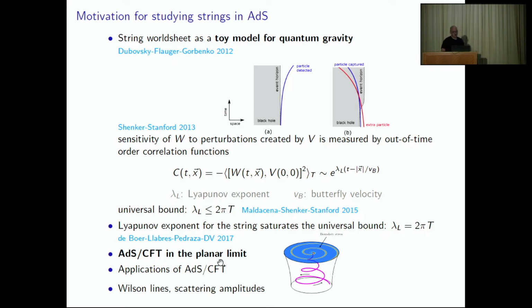Of course, one huge motivation comes from studying the AdS-CFT correspondence. In the planar limit, you naturally end up with strings in a fixed AdS background. You can also think about applications of AdS-CFT if you're more condensed matter oriented, or if you want to compute Wilson line scattering amplitudes, studying surfaces in AdS also appear.